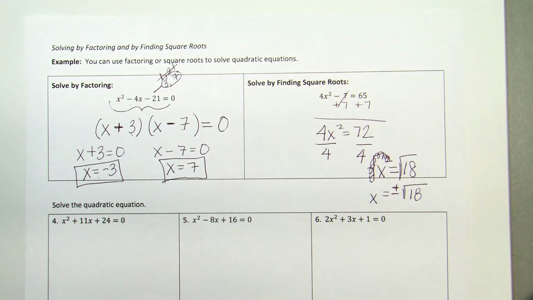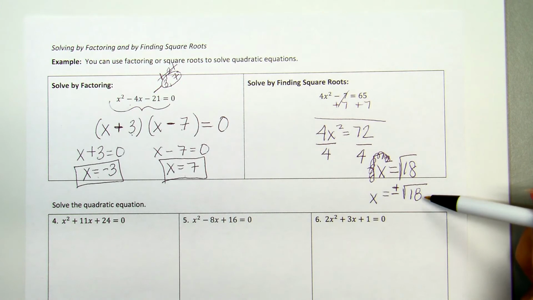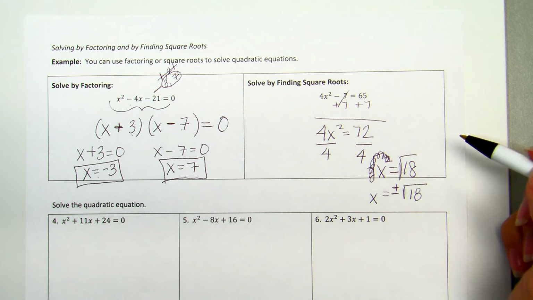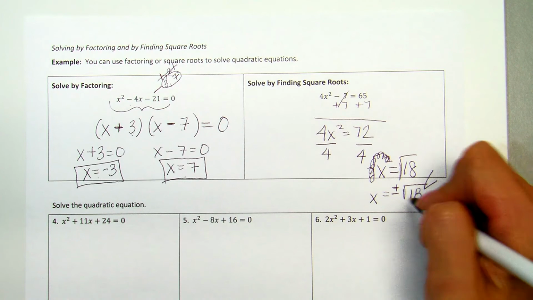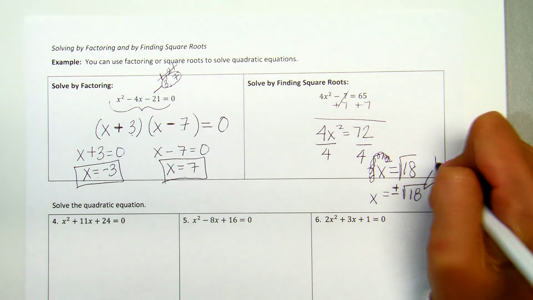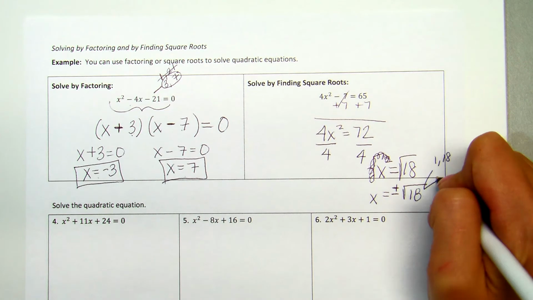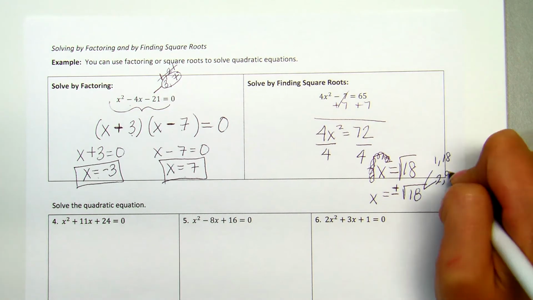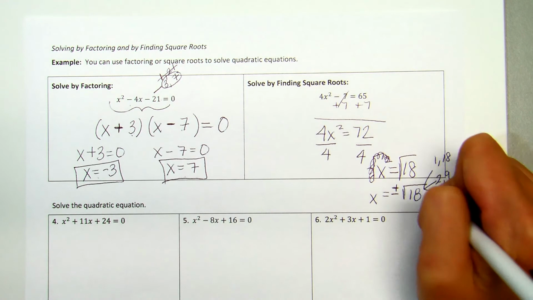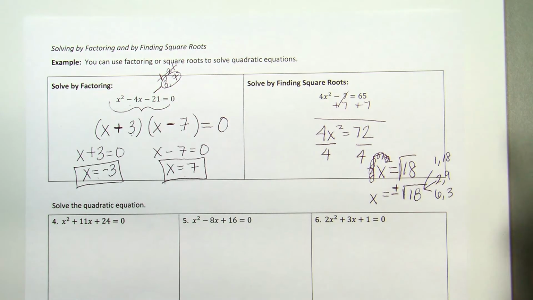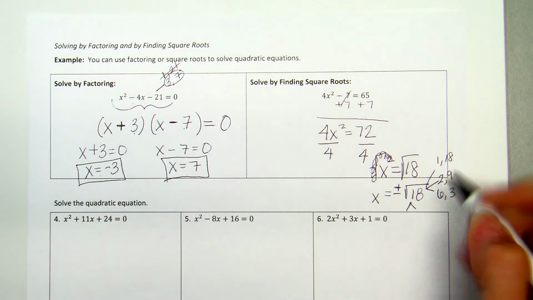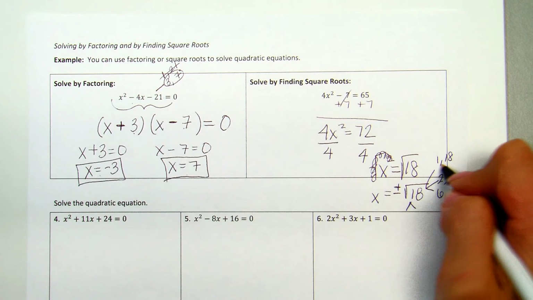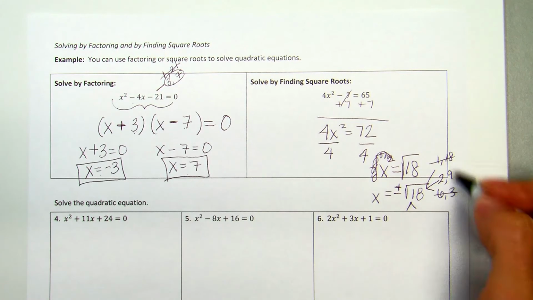The last step is to see if we can simplify this to anything smaller than the square root of 18. If you remember simplifying square roots, we're going to come up with two numbers that multiply to give us 18. So 1 and 18 gives us 18. 2 times 9 gives us 18. 6 times 3 gives us 18. And we want to pick the pair that has a perfect square. 6 and 3, neither of these are perfect squares.